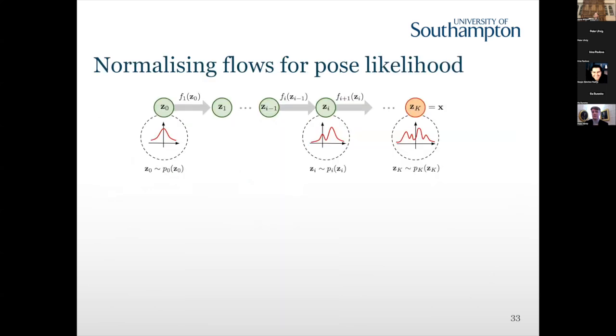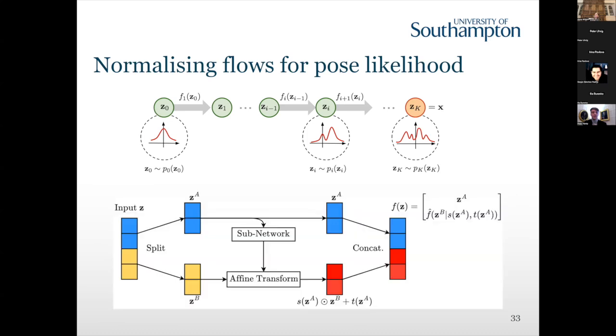We use normalizing flows for pose likelihood. Put very plainly, normalizing flows are invertible functions that map between a simple distribution, in our case a standard Gaussian with mean 0 and standard deviation 1, and a complex distribution, which in our case is our 2D poses. Each of these functions, in neural network terms, is defined as a coupling block.